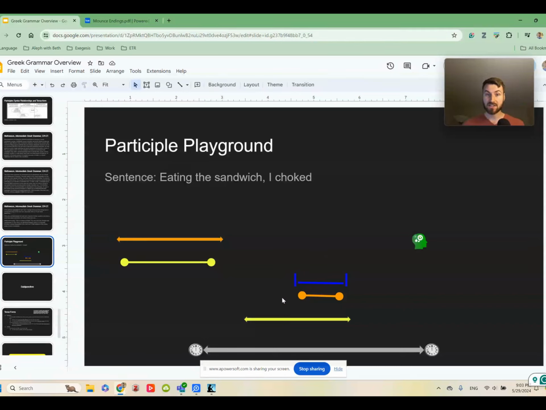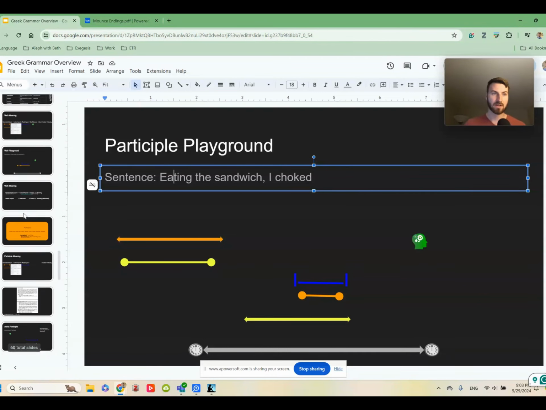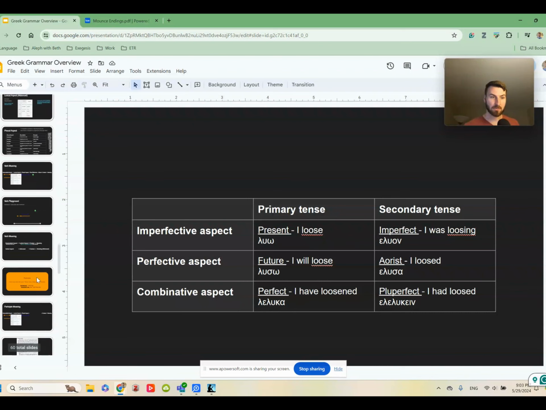Okay, so this ongoing background information type of use of the participle, this would be the present participle. Because if you remember our chart, present has imperfective aspect, and then aorist has perfective aspect. Participles, we don't have an imperfect participle. There are a few future participles. They're not as common in Greek. And we have a perfect participle. So we're going to focus on those, present, aorist, and perfect, the three different aspects of participles. So we just talked about present.